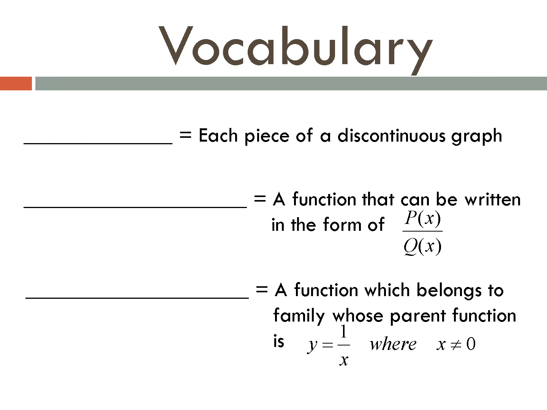Okay, let's look at some vocabulary we're going to need to be successful in this lesson. The first vocabulary word we're going to look at is branch. So what exactly is a branch? Well, let's look at a sketch of what a reciprocal function is going to look like. And again, this is just a sketch because my graph is very bad.